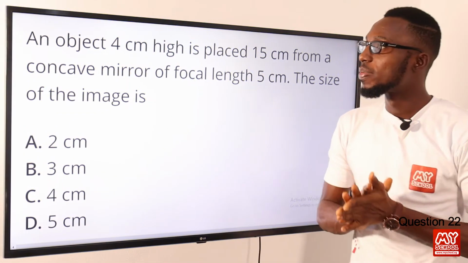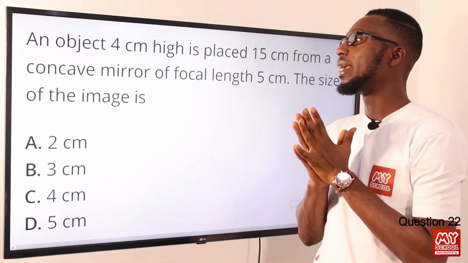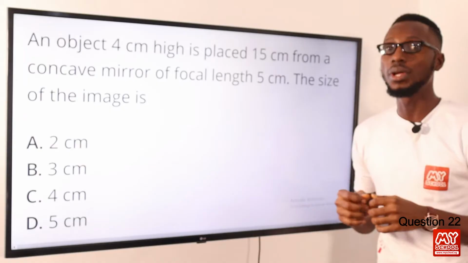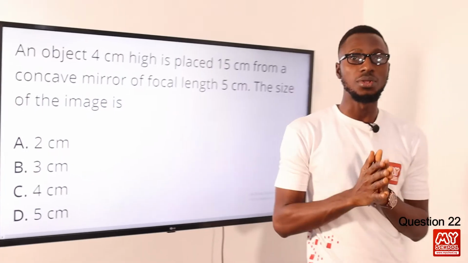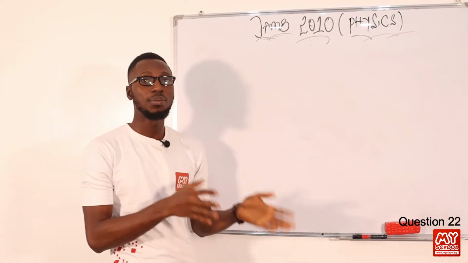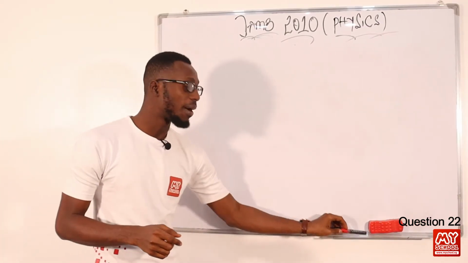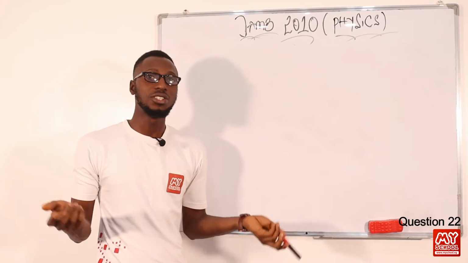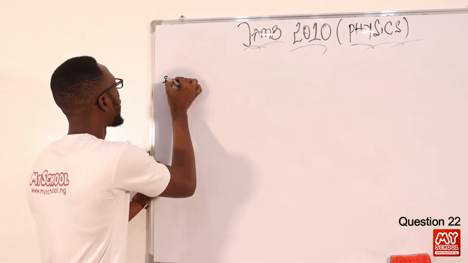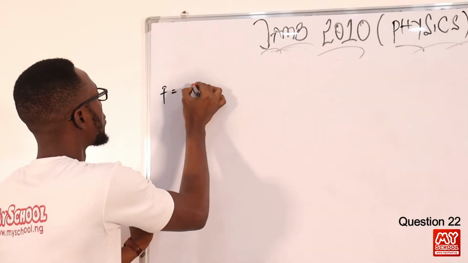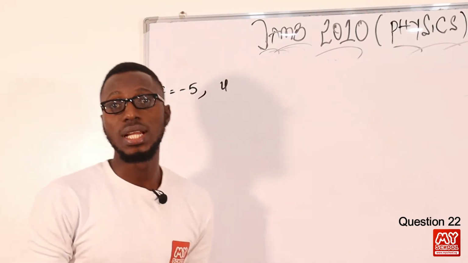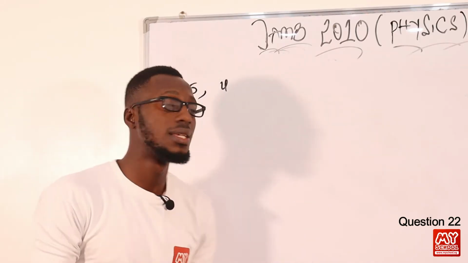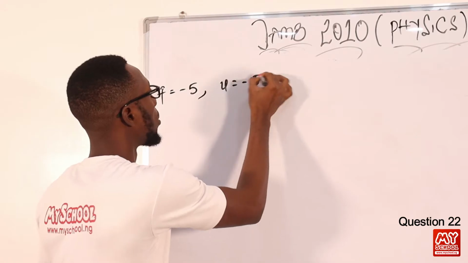Question 22. An object 4 cm high is placed 15 cm from a concave mirror of focal length 5 cm. Now the size of the image is what? We should know that, depending on the sign convention we want to follow, either real is positive or the new Cartesian. If I'm working with the new Cartesian, my focal length should have a negative value, so that is -5. My object distance should have a negative value as well.